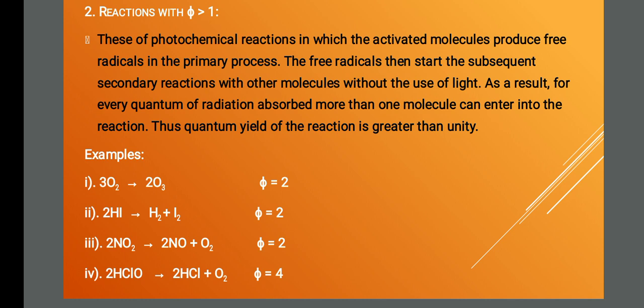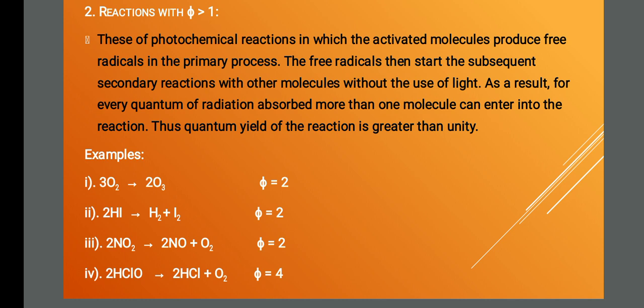So because the process is found to be continuous, only one quantum of light will be absorbed, but many molecules will be continuously reacting in the secondary process without absorption of light. So phi value will be greater than 1. Okay, for example, oxygen gives ozone, it is 2; hydrogen iodide gives hydrogen plus iodine, it is also 2; nitrogen dioxide gives nitric oxide plus oxygen, phi is also equal to 2; then hydrogen chloride gives hydrogen chloride plus oxygen, here phi is equal to 4.